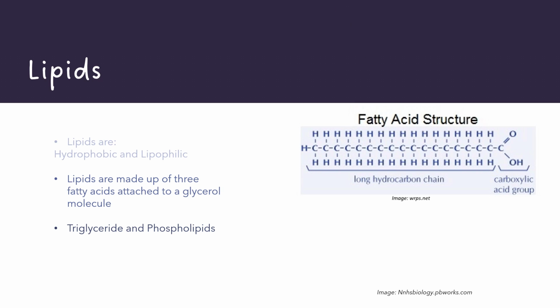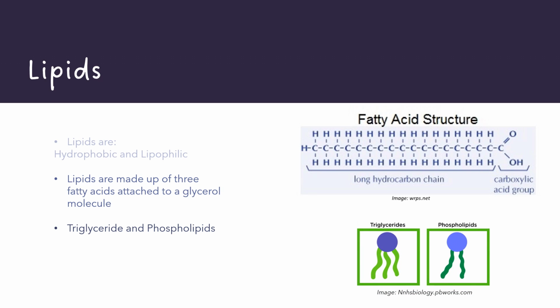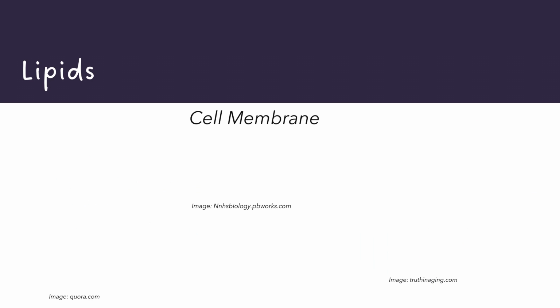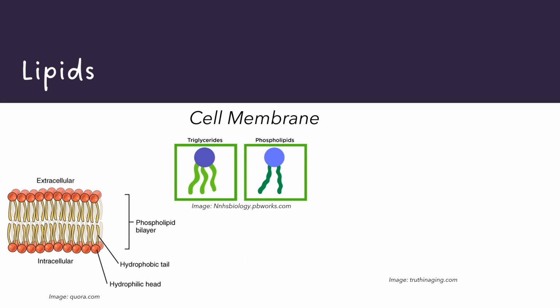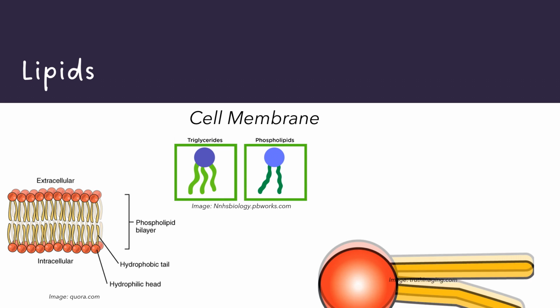Triglycerides are usually fats and oils. Removal of one fatty acid and replaced with a phosphate group makes a phospholipid. Phospholipids are very important in cells. Like discussed before, lipids play a big role in cells. They are used to build up the phospholipid bilayer, which is the cell membrane.